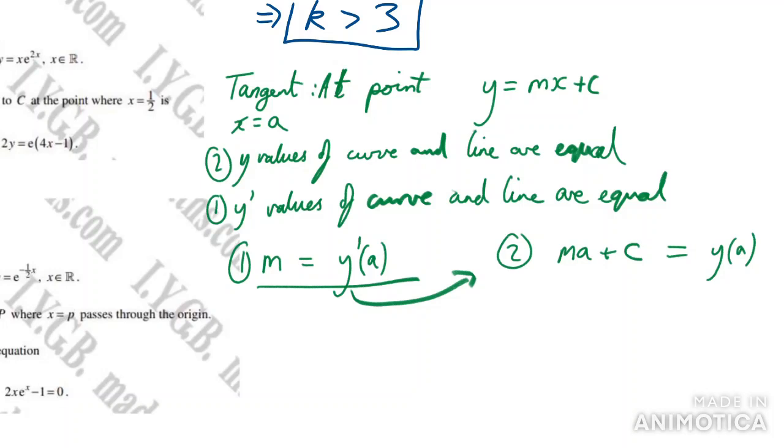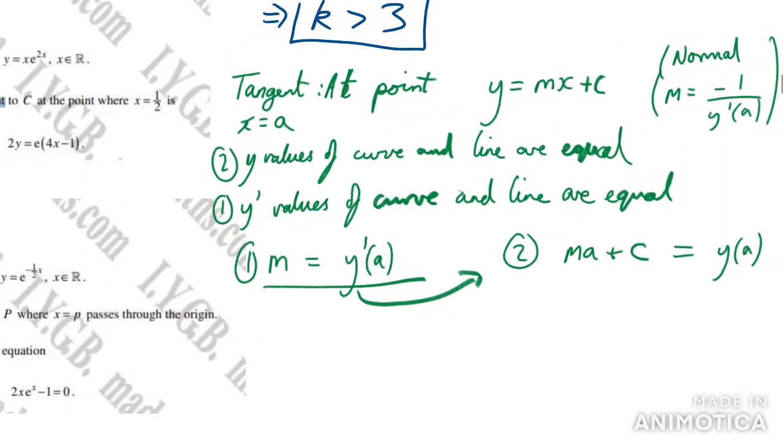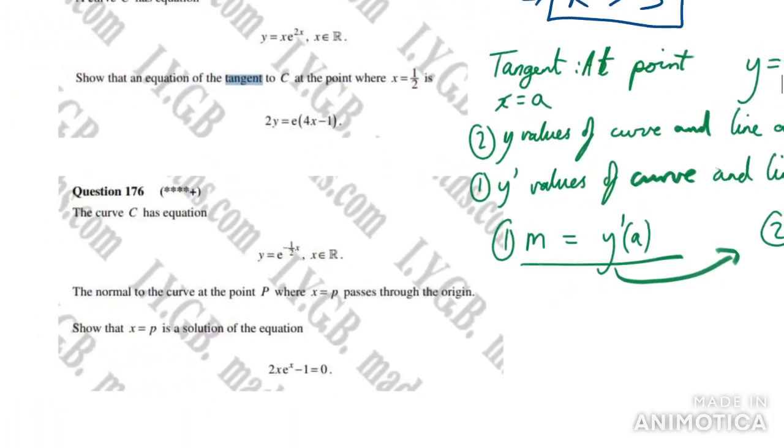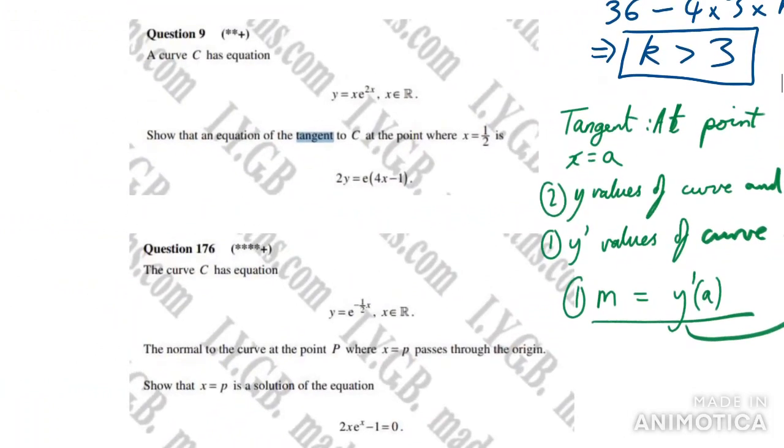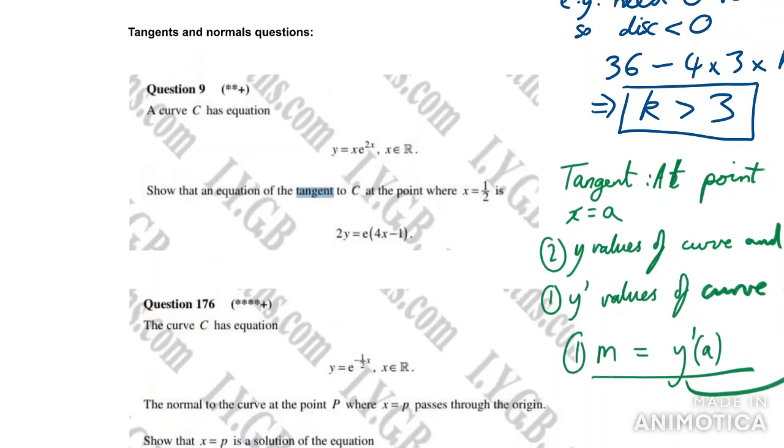And then for normal questions, it's exactly the same, except for normal, we know that the gradient is perpendicular, so we know that m is minus 1 over y dash a, instead of just m being equal to y dash a. And so if you just follow that setup for all the tangent and normal questions, you should find that it just turns into a set of simultaneous equations. So let's just do these questions quickly.